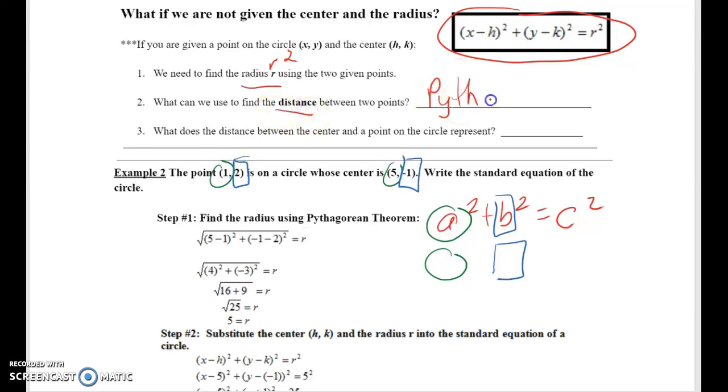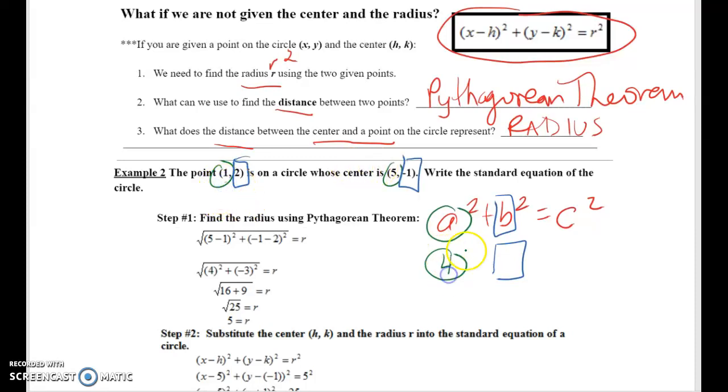We know that to find the distance between 2 points, that is Pythagorean theorem. Right? And what is the distance between the center and a point on the circle? That is the radius. So again, we can use Pythagorean theorem. So we're going to look at the x values of the center and the point on the circle. The distance between 1 and 5 is 4. Always plus in Pythagorean theorem. The distance between the y's, 2 and -1, that is 3.